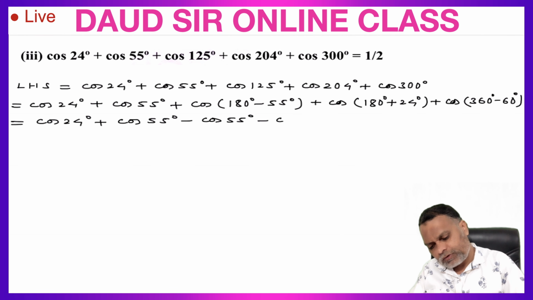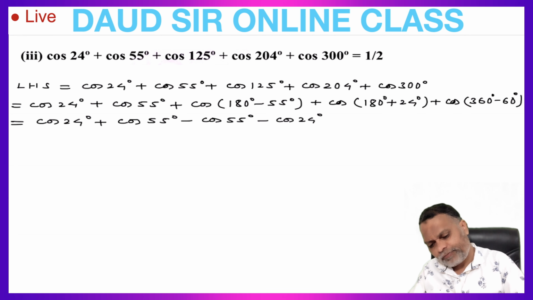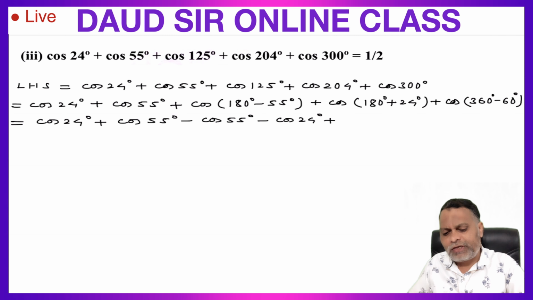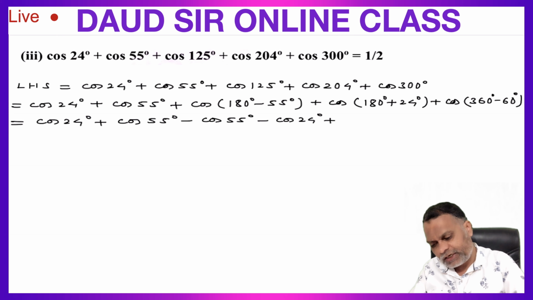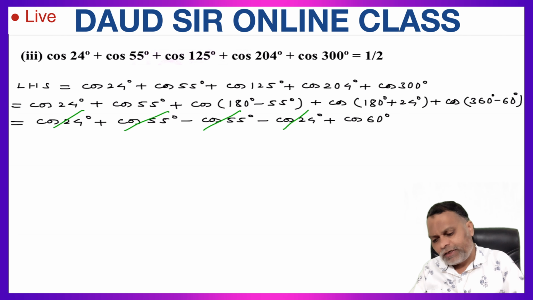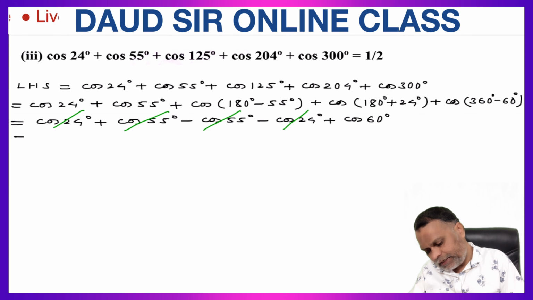So this is minus cos 24 degree plus cos 360 minus theta. 360 minus theta lies in fourth quadrant. In fourth quadrant, cos is positive. This is cos, so plus sign. In case of 360, no change, cos 60 degree. This cos 24 degree negative and cos 24 degree positive cancelled. Cos 55 degree negative and cos 55 degree positive cancelled. Only cos 60 degree is left.